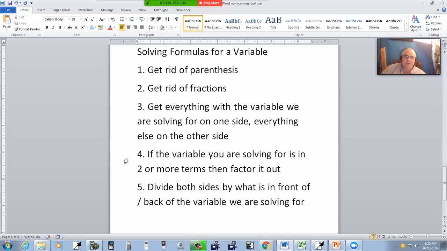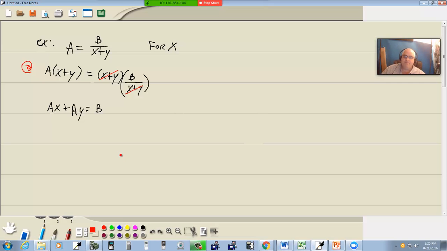Now step 3, get everything with the variable we're solving for on one side, everything else on the other side. We're talking about terms for this course, but they don't have to be terms. Now we're solving for x, so we want to get everything with x on one side and everything else over on the other side. So I'll take this ay and move it over. So we got ax is equal to b minus ay.